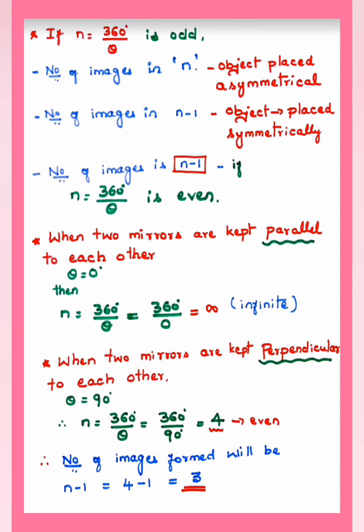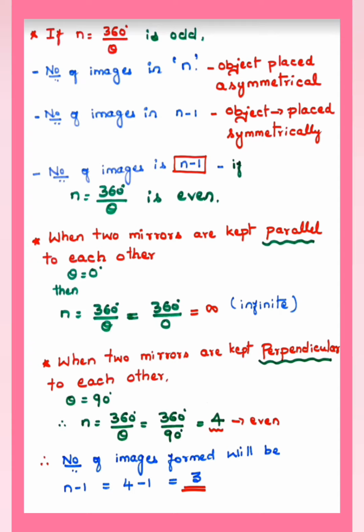That will be the number of images in that case. But in case N equal to 360 by theta is an even number, you have to subtract 1 from the obtained answer. Hence, that will be the number of images formed. Okay, let us check it with an example. You will understand in a better way.